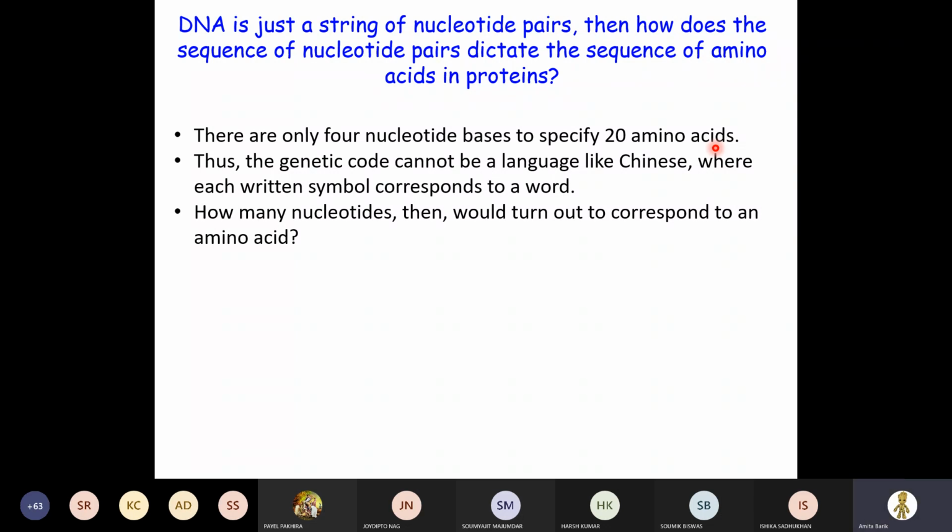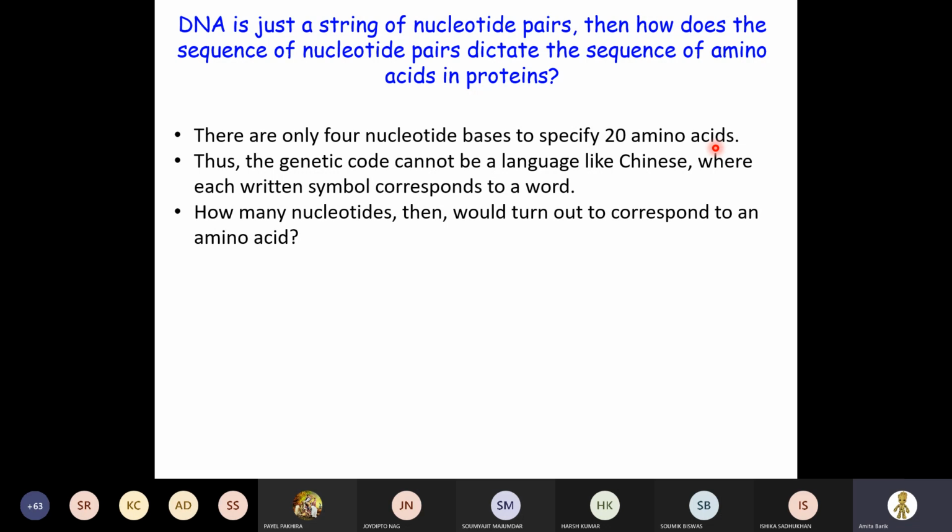Are you getting my point? There are four nucleotides in DNA and so in RNA. Now RNA has just four, and we have to go for 20 amino acids to build the protein. So translation, how do you think it will be happening?